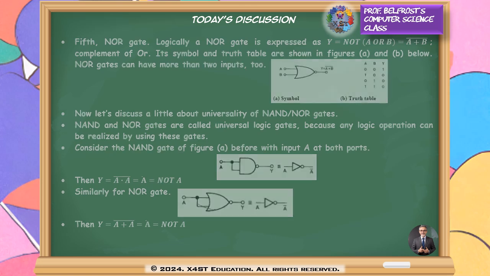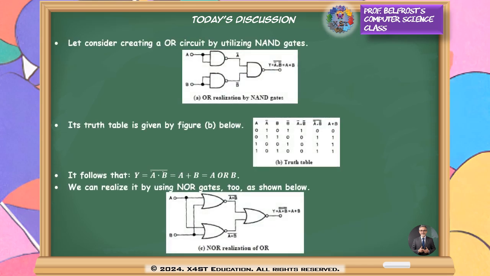Let's consider creating an OR circuit by utilizing the NAND gate as shown in the slide. The truth table can be seen in the figure below, and it's true that this operation results in OR. It follows that Y equals A not dot B not together complemented, which gives us A plus B, or A OR B. And we can also realize it by using NOR gates, as shown in the slide.